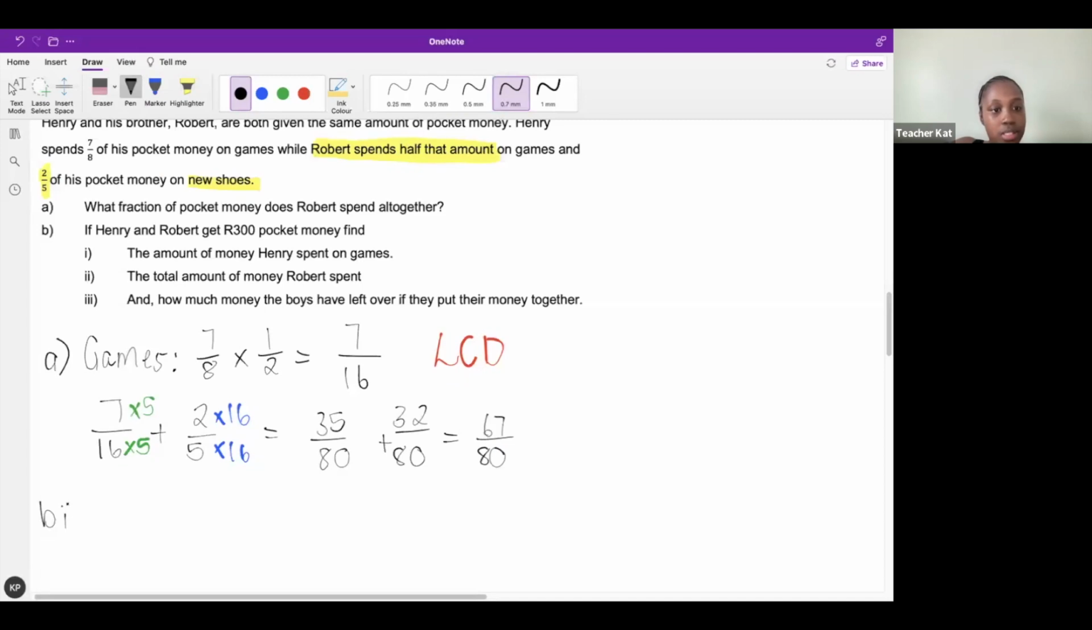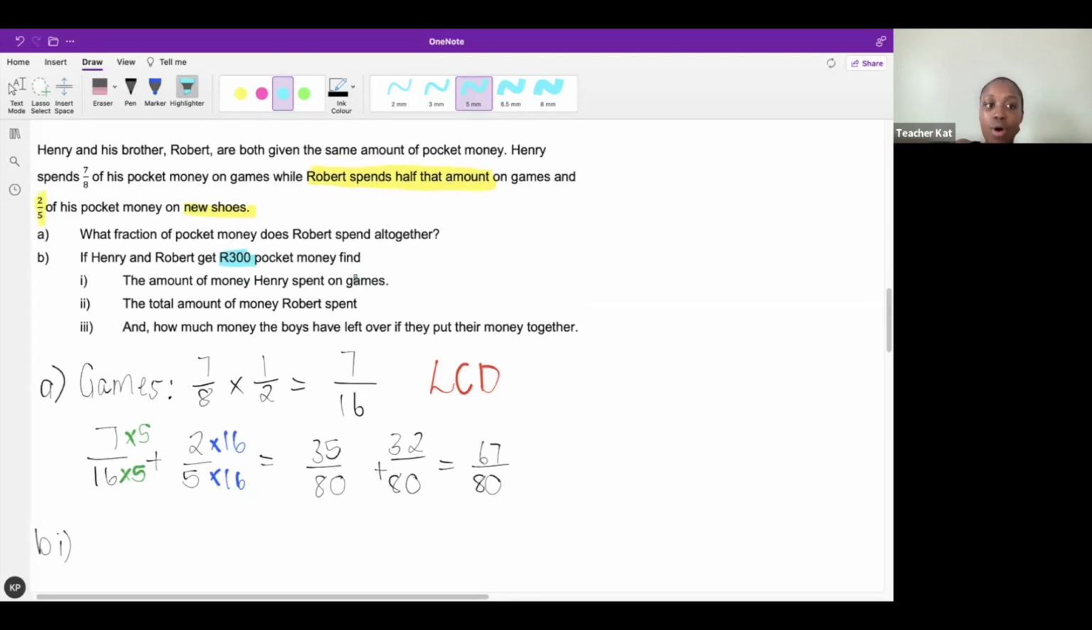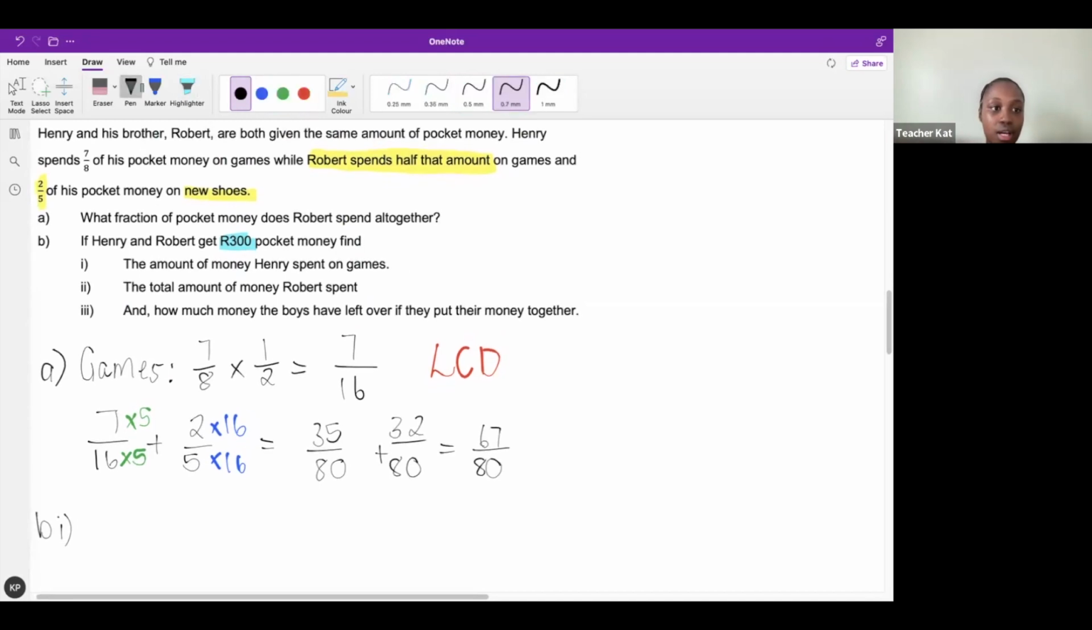The first one in B says, if Henry and Robert, so now they are telling us that their pocket money is actually 300 rands, right? Find the amount that Henry spends on games. What is the fraction that Henry spends on games before we get to the amount? Nice, Seth, 7 over 8. So we know he has 300 and he spends 7/8 of that on games.